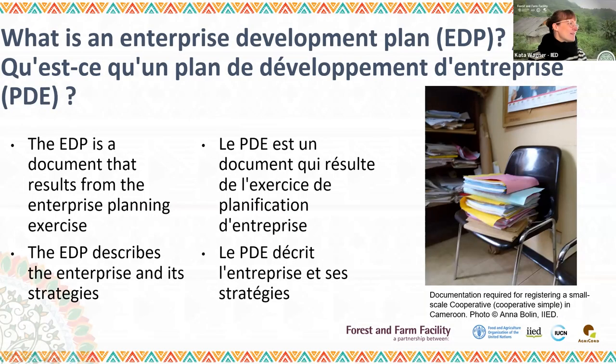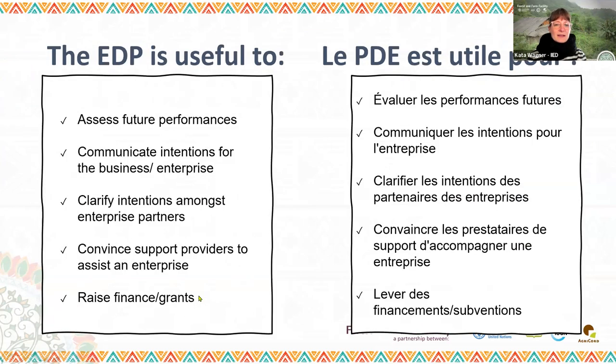We have said that an enterprise development plan is a document that results from the enterprise planning exercise, and that it describes the enterprise and the different strategies around the enterprise. And what is it useful for? It's useful to assess future performances. It's useful to communicate the intention of the business, to clarify the intention, not just towards perhaps financial service providers, but also amongst enterprise partners, perhaps, if they exist. And the last two points we've already talked about.